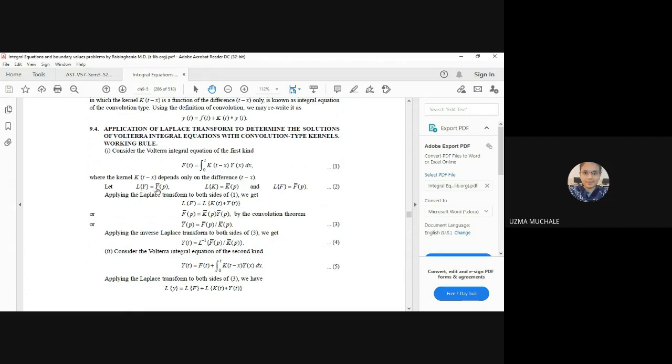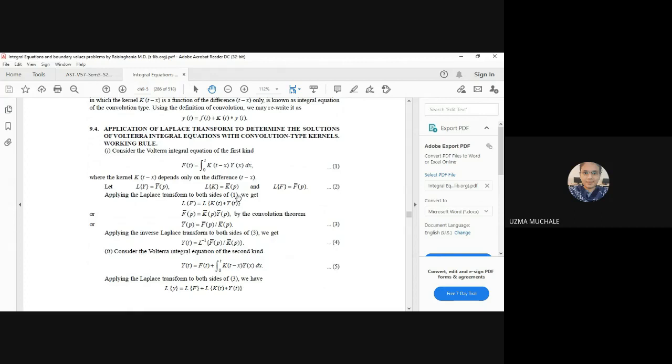What is L of y? It is y bar of t, that is the Laplace transform of y. And L of k means the Laplace transform of k. L of f means the Laplace transform of f. So now we are going to apply L, the Laplace transform, to equation 1. And then afterwards we are going to apply the inverse Laplace transform so that we can solve our given integral equation. This is the general type of integral equation we are going to solve.